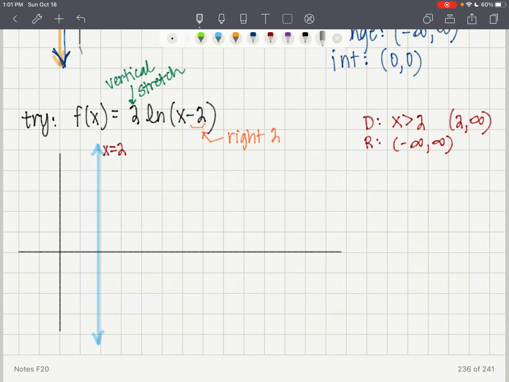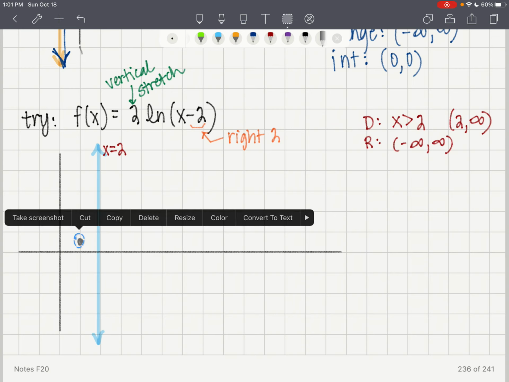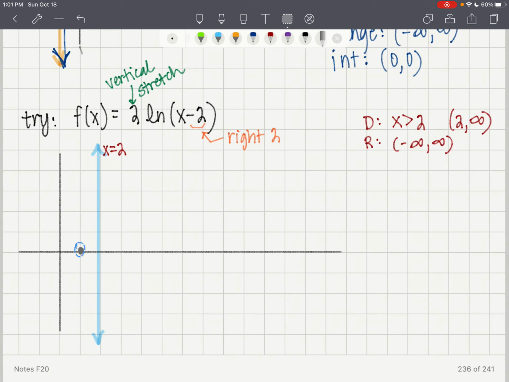Now our x-intercept is normally at 1, 0. We're going to move it to the right 2 units. Now the output is 0. So listen very carefully. The output is 0. When I take 2 times the output, I still get 0. So 3, 0 is going to be my intercept.